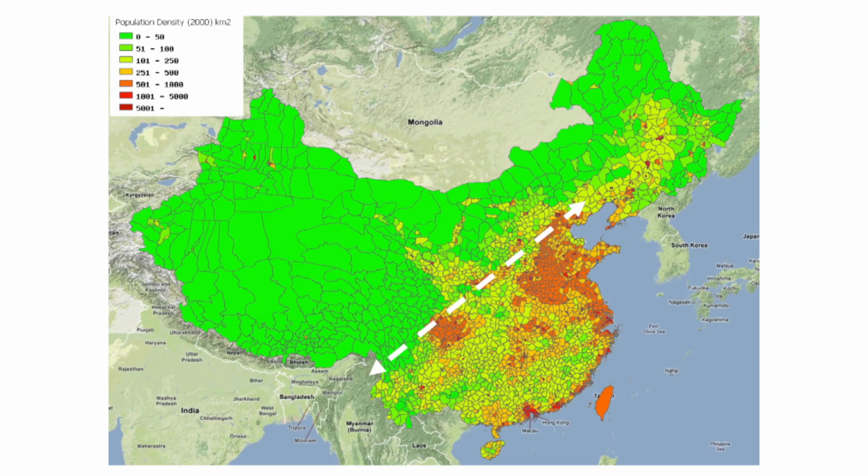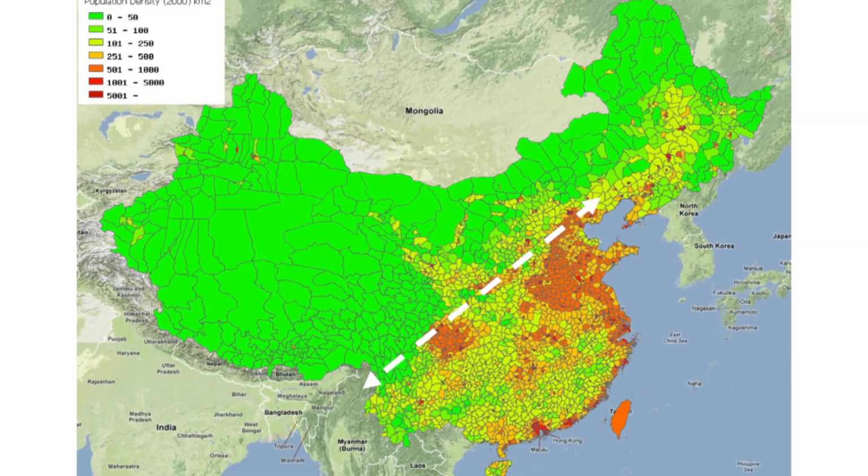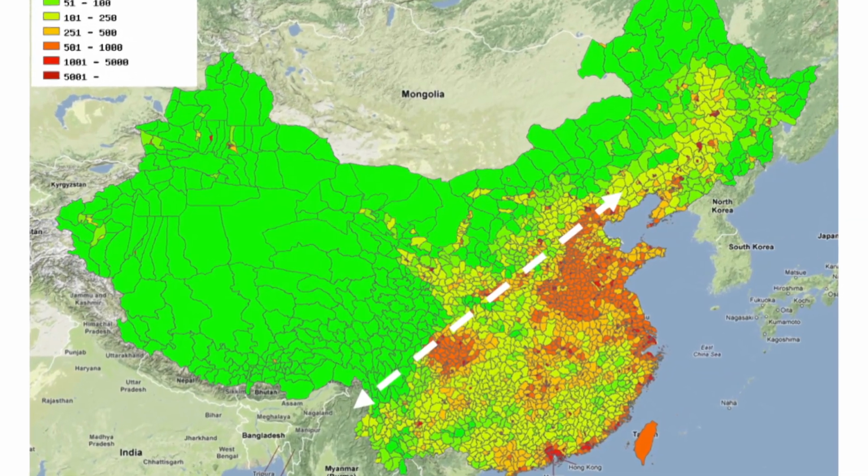Now, these plains and plateaus are also, not surprisingly, where the population is centered. And that's why when I draw this line from the northeast to the southwest on the map, 90% of the Chinese population lives to the east of that line. Now, we can look at this population spread, and you can see that it's clustered, that it's denser in some areas than others.